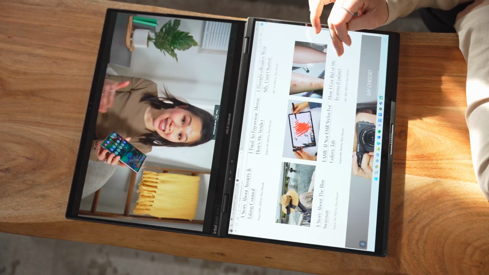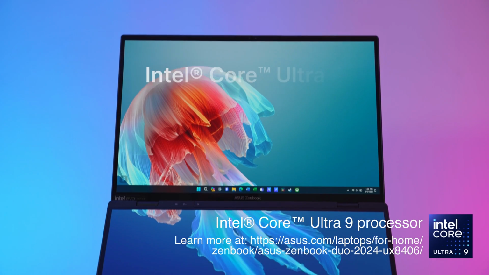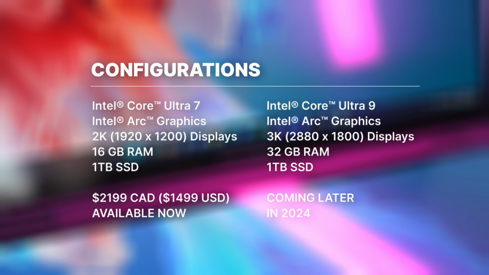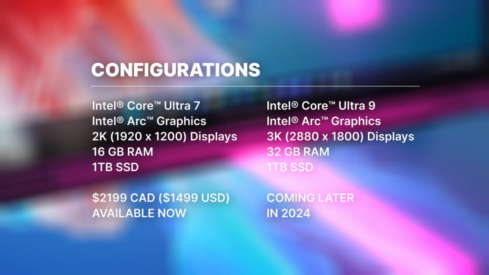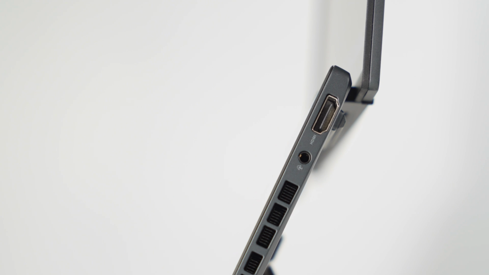Under the hood, the Zenbook Duo is powered with up to an Intel Core Ultra 9 processor featuring integrated ARC graphics and a dedicated NPU for AI-related tasks. It supports up to 32GB of RAM and 1TB of storage. Those are some beefy specs and should be plenty of power for an on-the-go productivity ultrabook like this. In terms of ports, there are two ultra-fast Thunderbolt 4 ports, a single USB 3.2 Gen 1 Type-A port, a full-size HDMI 2.1 port, and an audio jack.